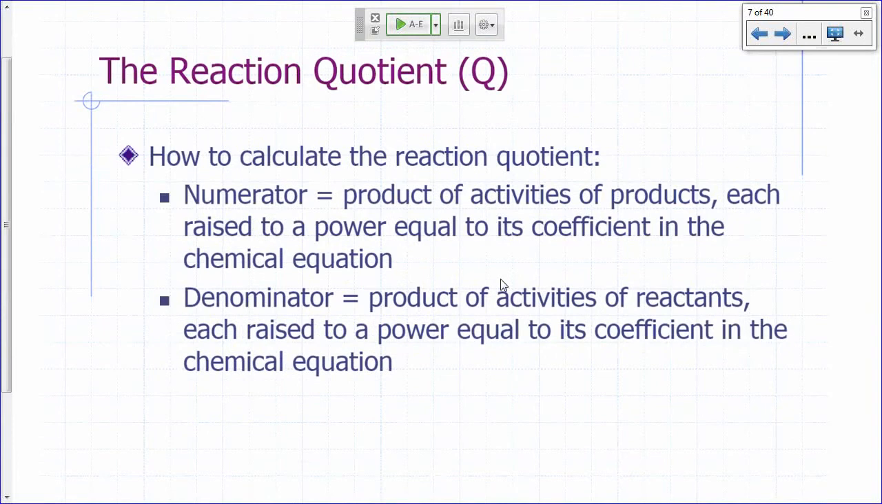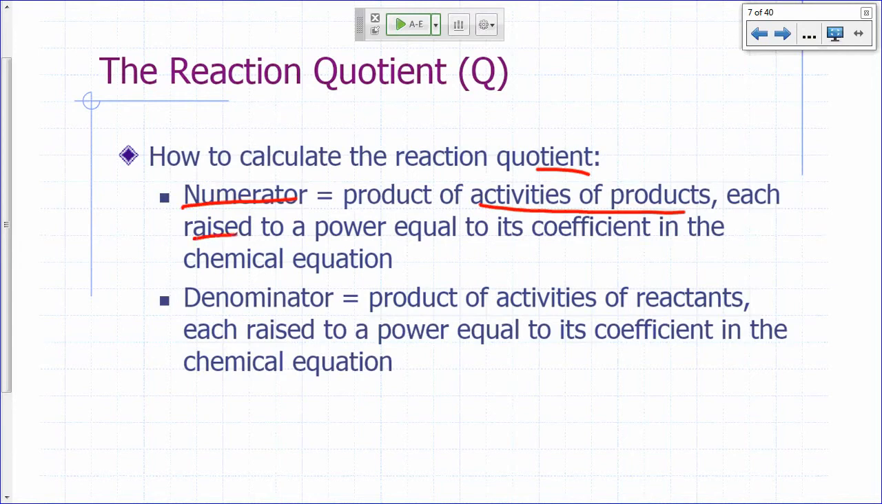So how do you calculate the reaction quotient? This is the procedure for calculating the reaction quotient. Well, it's a quotient, so it's a fraction, right? There's a numerator and a denominator. The numerator is calculated by multiplying the activities of the products of the reaction, what you wrote as the products when you wrote the chemical equation.